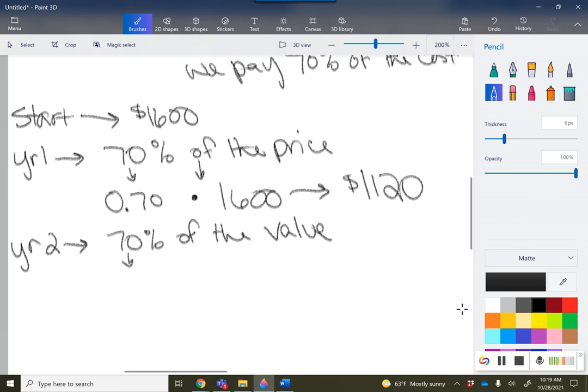So we're going to do the same thing. We're going to do 0.70. "Of" means multiply. The value is now 1120. So at the end of year two, it's worth $784.